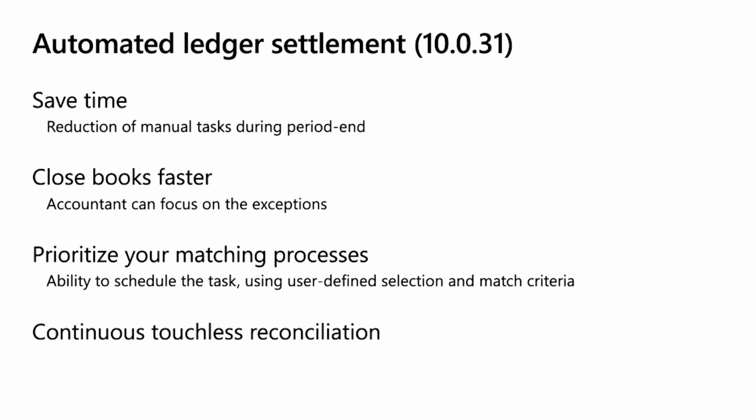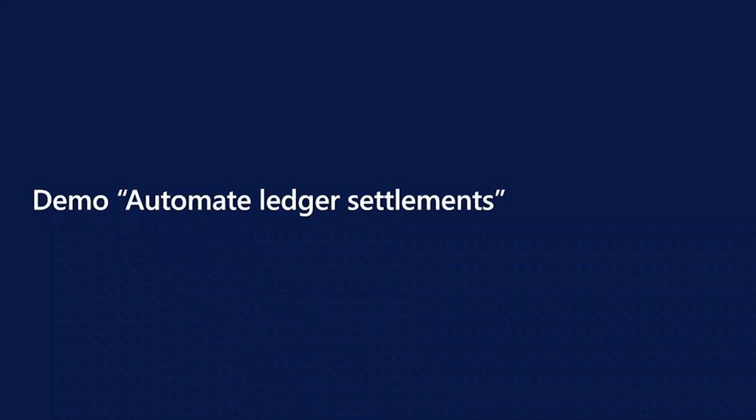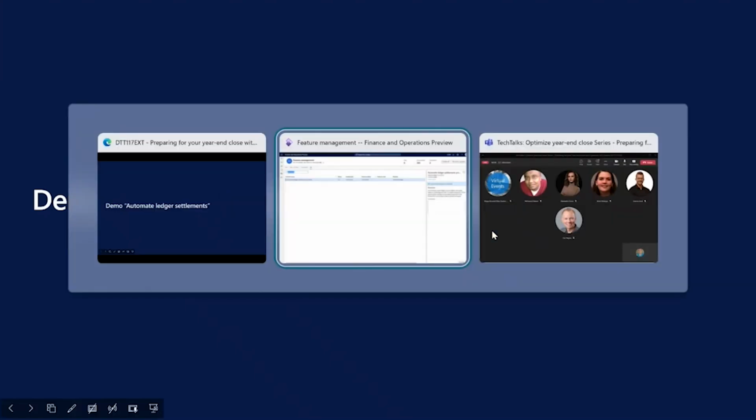So the way that we're approaching this is through automation. We're going to let the system do that tedious matching process so the accountant can just focus on the discrepancies and not that busy work. We've introduced the automation into our process automation framework, if you're familiar with that. That will allow you to schedule the frequency of the automation and to define the match criteria that's important to you. So let's go ahead and take a look at this in the product.